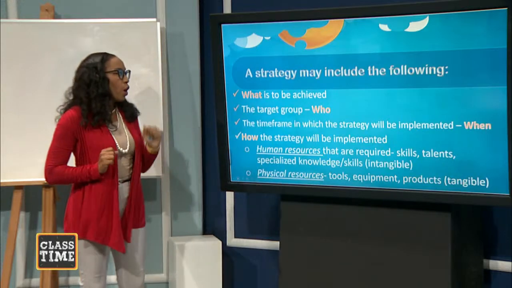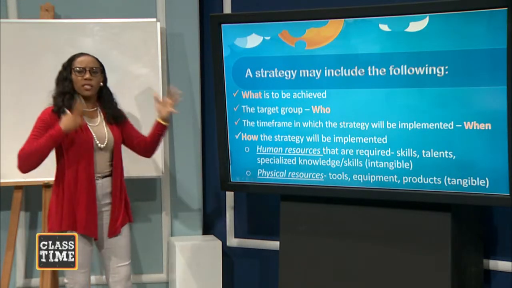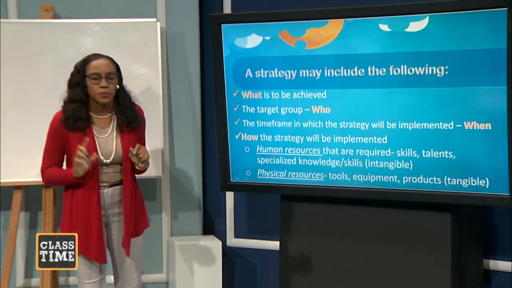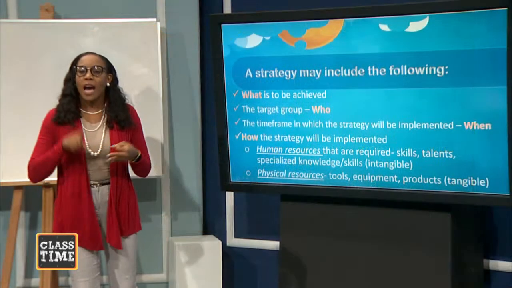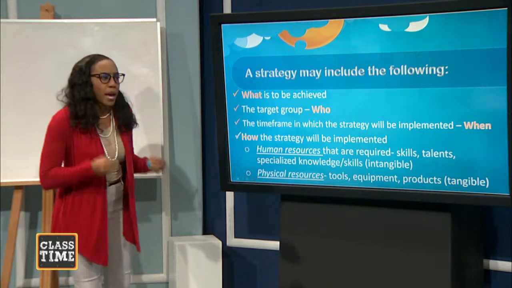Let's continue. Now, when you think about a strategy, what are some of the things that you must include? You have to think about the what, the who, and the how. WWH. So when you're making a strategy, it's WWH. What is to be achieved? The target group. Who do you want to get to? That is important. The time frame in which the strategy is to be implemented, and that's the when. So it's actually WWWH. It's three W's and an H. So it's what, who, when, and how. So after you've thought about the what, the who, and the when, now we're going to say, how? How am I going to do this?